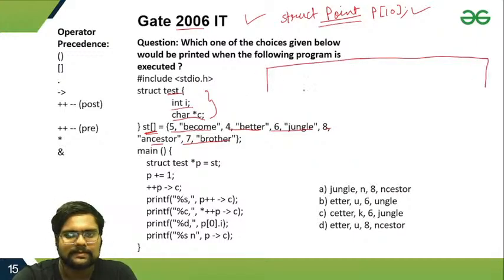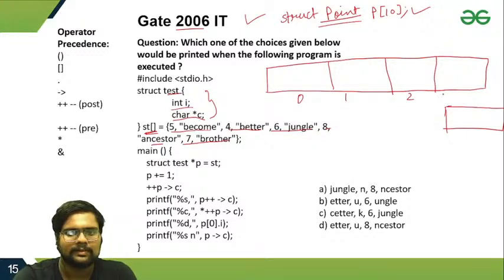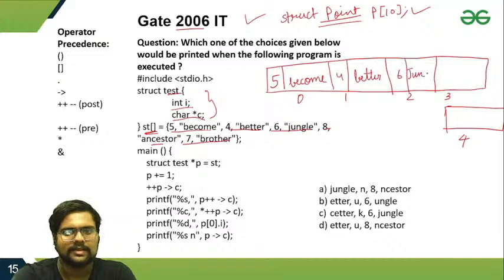So this will be our array, and it will contain 5 elements. The fifth element would be here: 0, 1, 2, 3, and we have 4 here. There will be two parts, one for an integer and another for a string. So here we have 4 and better will be there. And we have 6 and in this jungle will be there. After that we have 8 and then ancestor is there. Then we have 7 and this brother will be there.